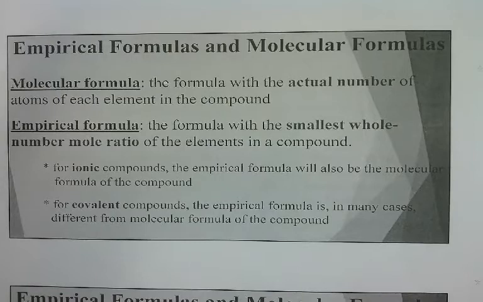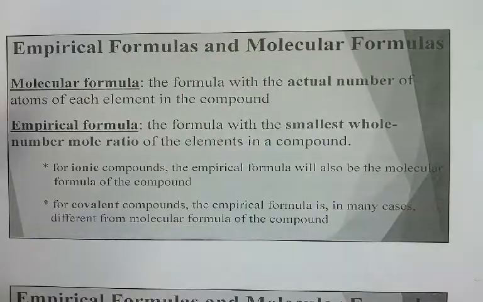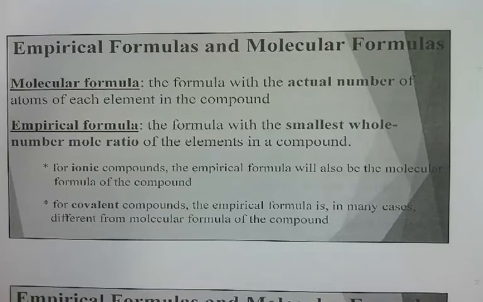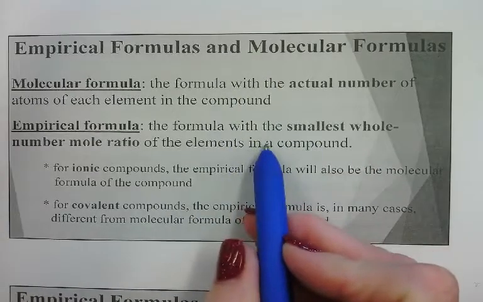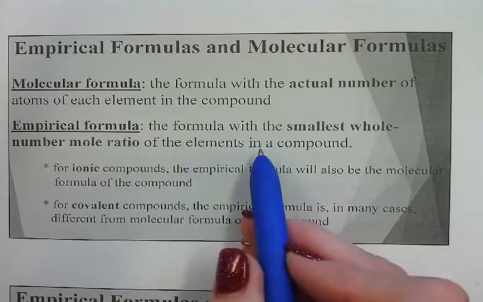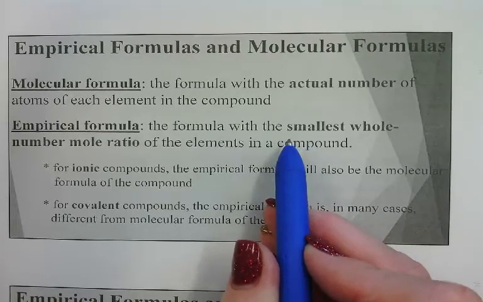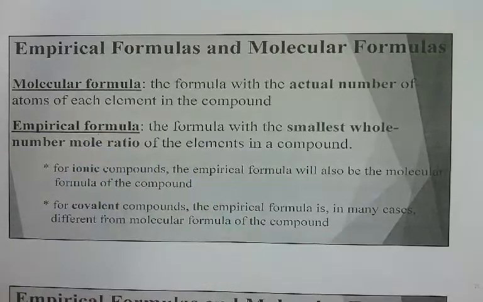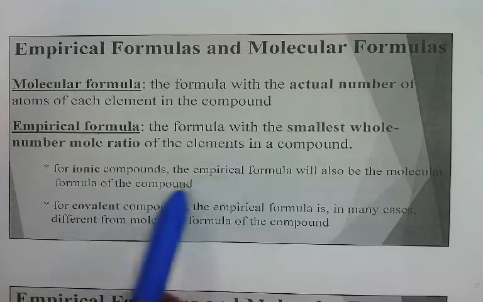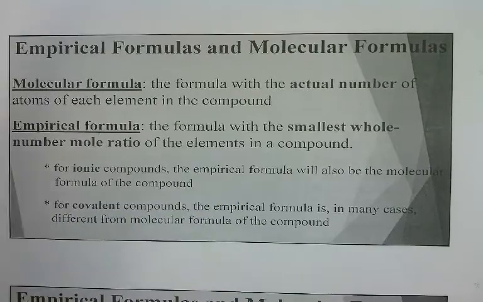Second part of the math we're doing today, something called empirical and molecular formulas. A molecular formula is a formula that has the actual number of atoms of each element in the compound. It's the real, true formula. It's the actual compound. An empirical formula is a reduced formula. It's the one with the smallest whole number ratio. So when we had to reduce subscripts for ionic compounds, those are all empirical formulas. For ionic compounds, the empirical formula will also be the molecular formula. That's just for ionic compounds.